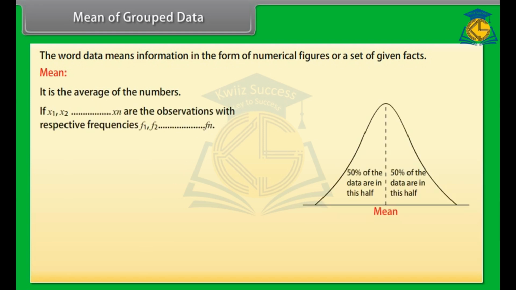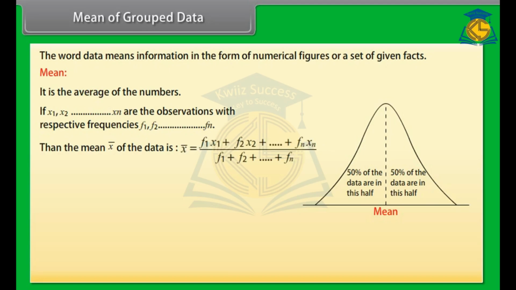If x1, x2, and so on till xn are the observations with respective frequencies f1, f2, and so on till fn, then the mean x bar of the data is x bar equals (f1 x1 plus f2 x2 plus so on till plus fn xn) by (f1 plus f2 plus so on till plus fn). We can write it as x bar equals summation from i equals 1 to n of the product of fi and xi, divided by summation from i equals 1 to n of fi.